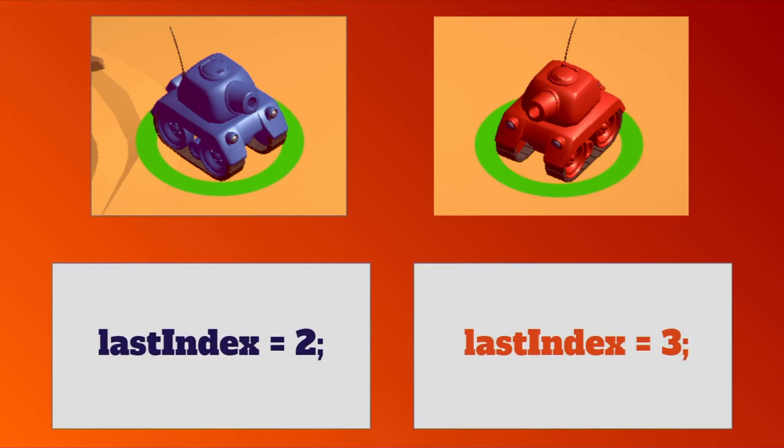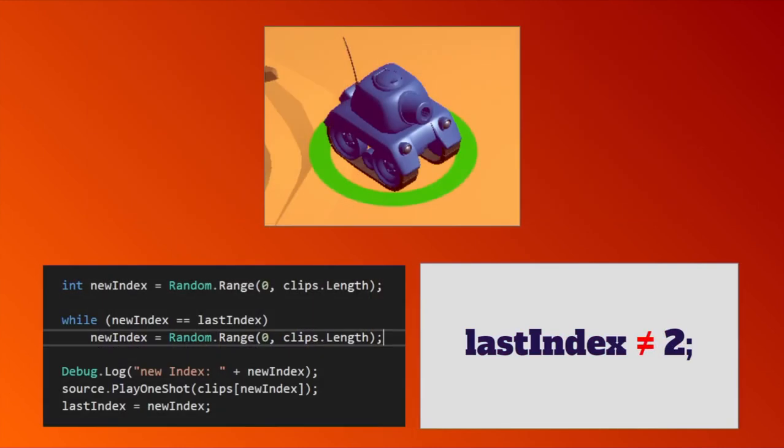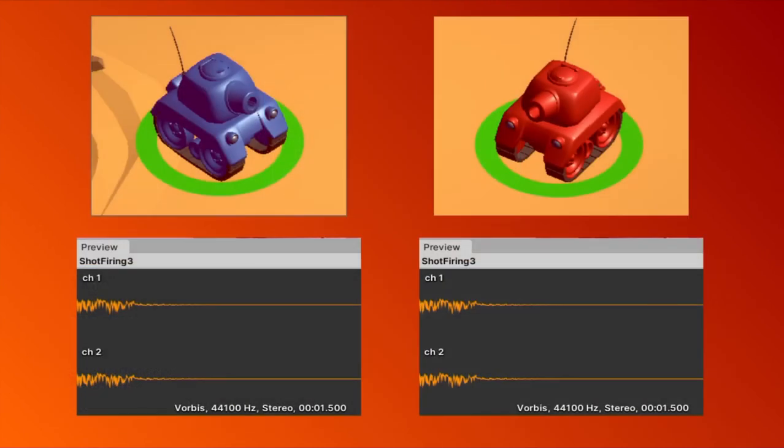After the sounds had been told to play, the last index variable inside of the blue tank would be set to 2, but would be set to 3 for the red tank. Next, let's say that shortly after this, the blue tank fired one more shell. Now, thanks to our while loop and the last index variable in the script attached to the blue tank, the sound that is played cannot be audio clip 2, because that was the clip it played last. However, it can still play audio clip 3, so despite the fact that the clip we last heard was clip 3 from the red tank, there's a chance we could hear it immediately after from the blue tank.